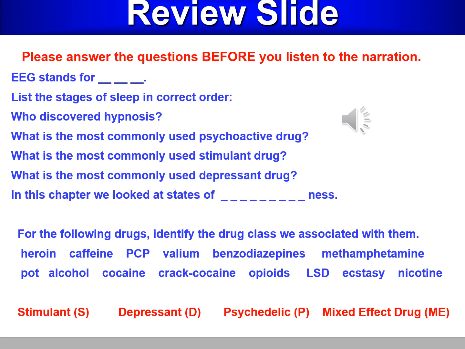For the drugs: heroin is a depressant, caffeine a stimulant, PCP a psychedelic, Valium a depressant, benzodiazepine a depressant, methamphetamine a stimulant, pot a mixed effects drug, alcohol a depressant, cocaine a stimulant, crack cocaine a stimulant, opioid a depressant, LSD a psychedelic, ecstasy a mixed effect drug, and lastly, nicotine a mixed effect drug.